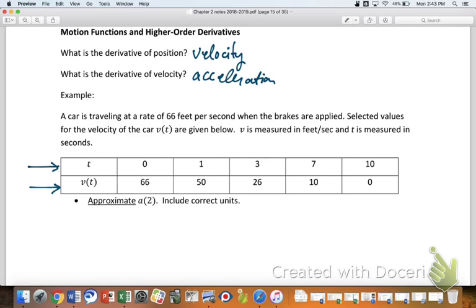Then it says approximate. So again, I've underlined that because that's a word we're unfamiliar with for the most part, at least doing it in math. Approximate a of 2, a standing for acceleration. Include correct units. So I'm wondering if anybody has an idea about what we could do to take this table, which has to do with velocity, and figure out an acceleration at 2, or at least an approximation for it. Any ideas?